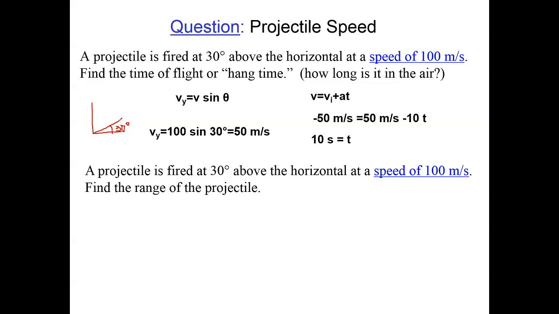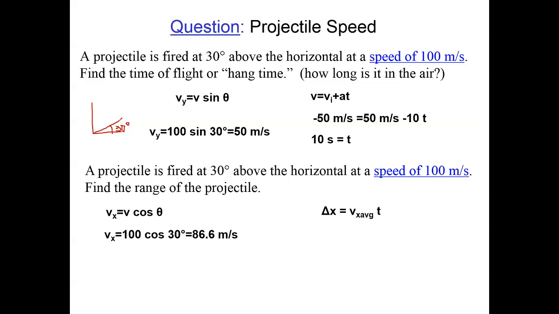So now we want to find the range. To find that, we multiply the average velocity in the x direction times the time in the air. So we need the x component of the initial velocity. Out of order here, we need the x component. That's going to be v times the cosine of theta. So we do 100, the magnitude of the velocity, times the cosine of 30 degrees, and that tells us that the x component of the velocity is 86.6 meters per second.